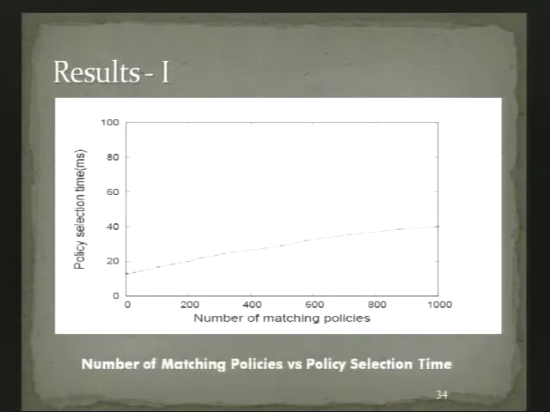The second graph is between the number of matching policies and the policy selection time. As the number of matching policies increases, you have a linear increase in the policy selection time, which I think is also reasonable when we talk about the scalability of a system.